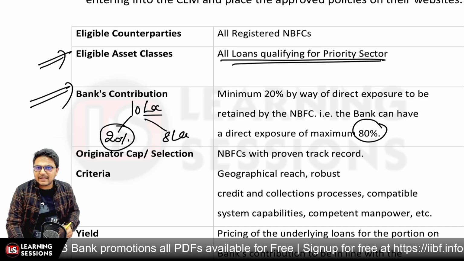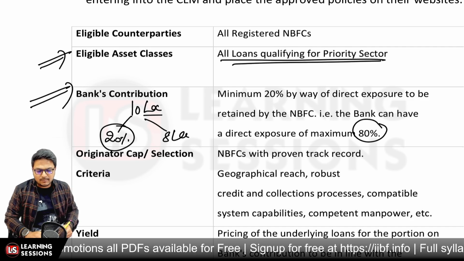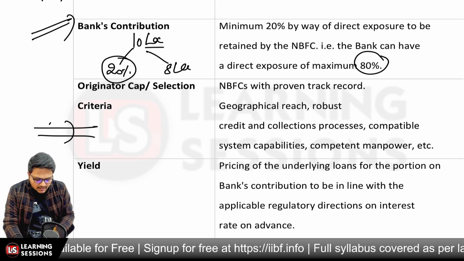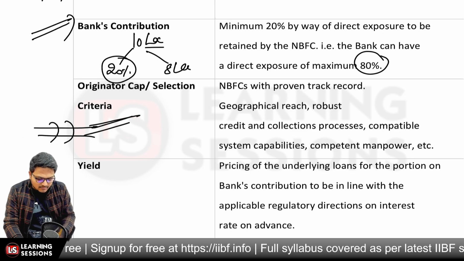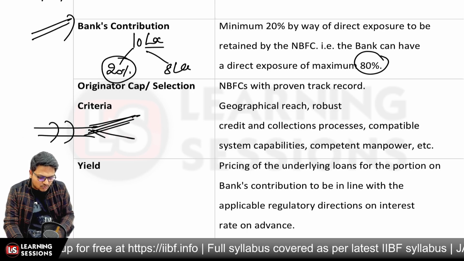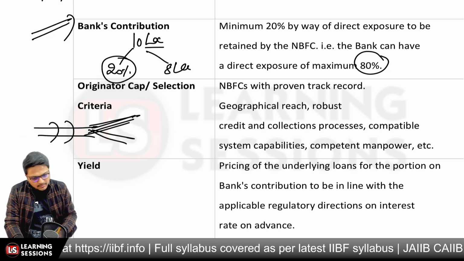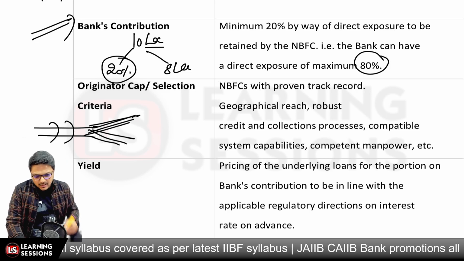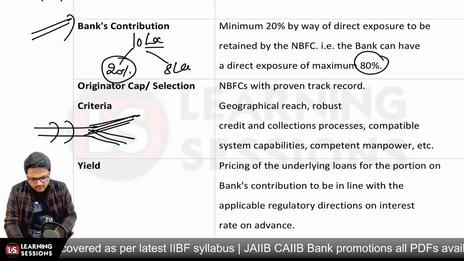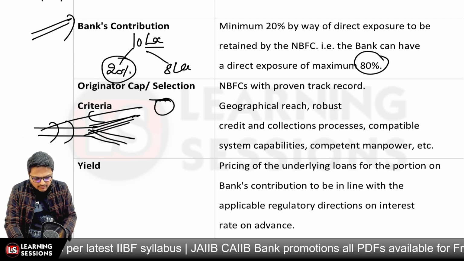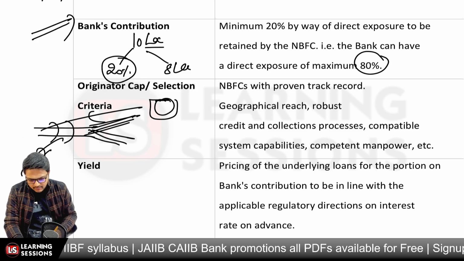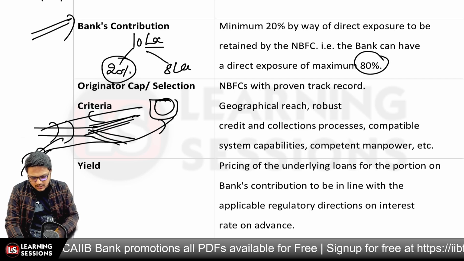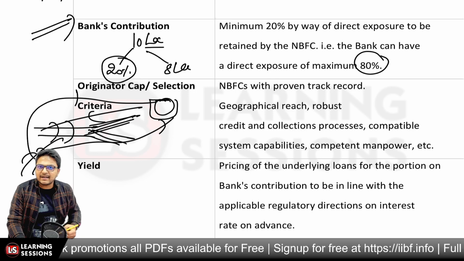Further, if you look at the originator cap or selection criteria, an NBFC with a proven track record will channelize the loan, and the proposal will be sent to the bank. After going through the proposal, the bank will note yes or no. If it is yes, the proportion to be contributed by the bank and all the things will be fixed, and the loan amount will be given. Whatever recovery there is will go into a third-party account, where the amount will be proportionately distributed between the bank and the NBFC, right?